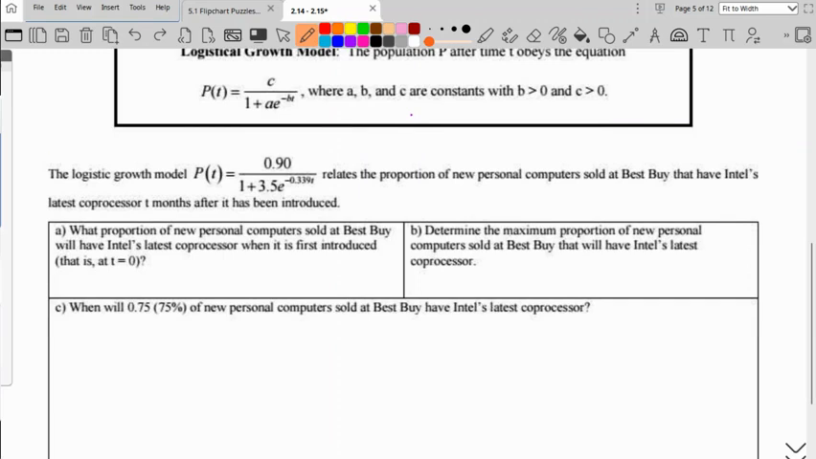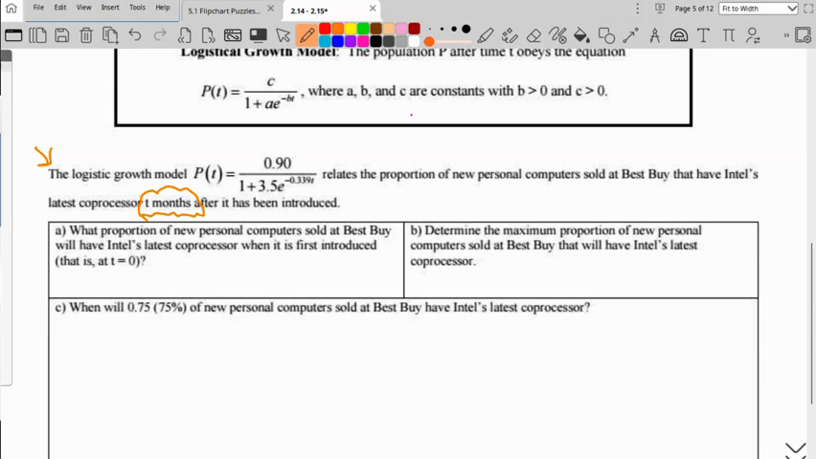And this, again, is how your problems are usually given in AP format. It's not that you needed to know the generic formula. They gave you an application of the formula. So it says the logistic growth model P of T equals 0.90 over 1 plus 3.5 times e to the negative 0.339t relates the proportion of new personal computers sold at Best Buy that have Intel's latest coprocessor T months after it has been introduced. Okay, so let's answer some questions.